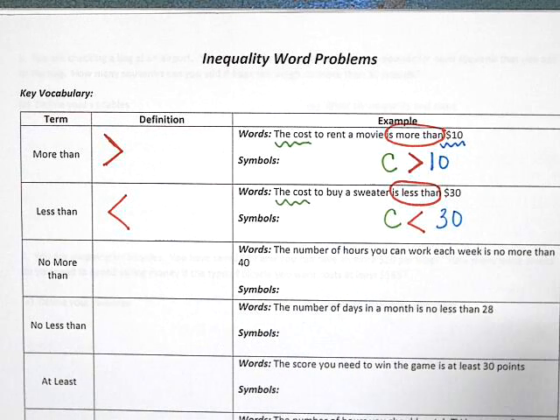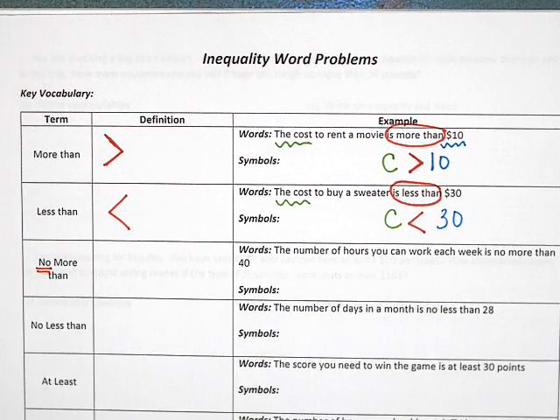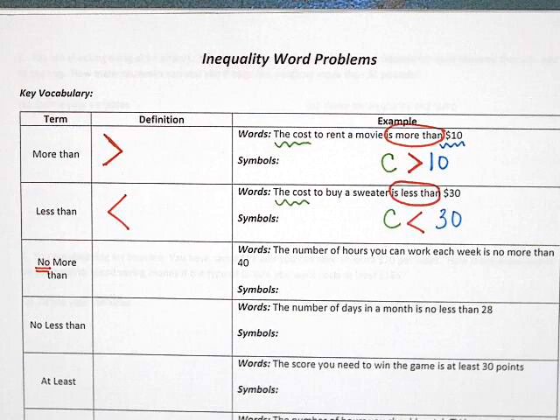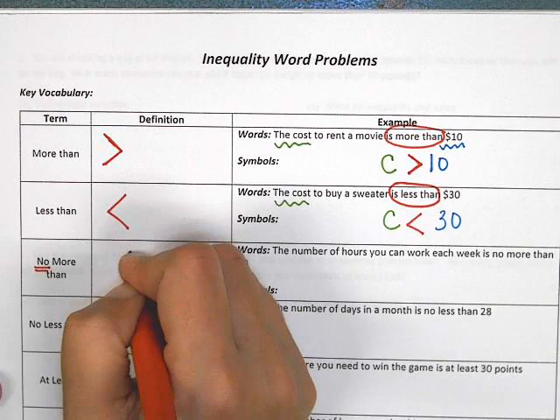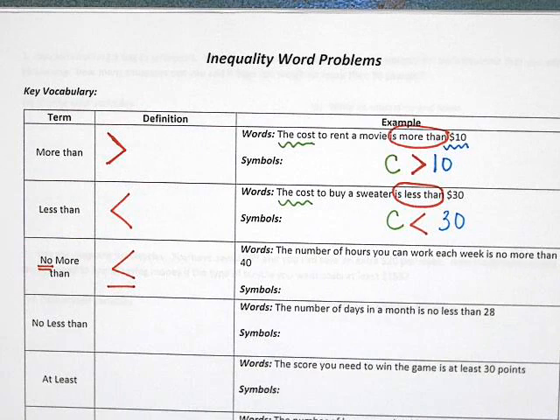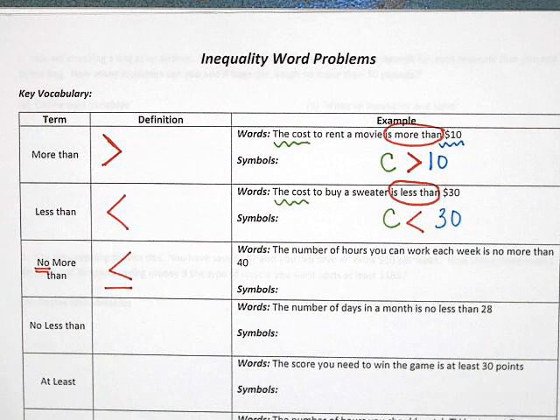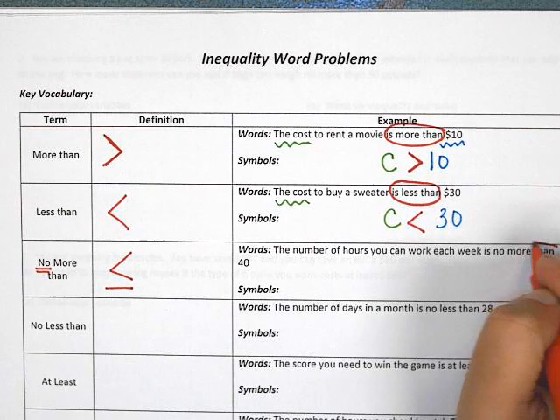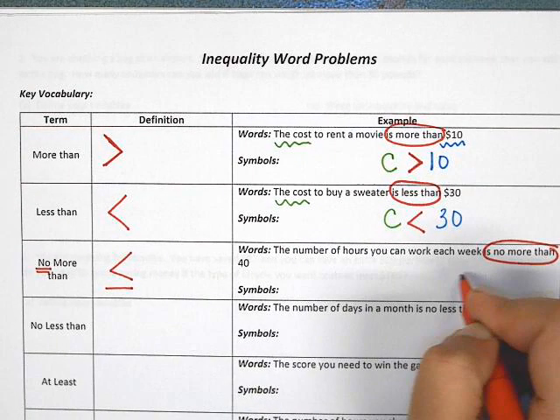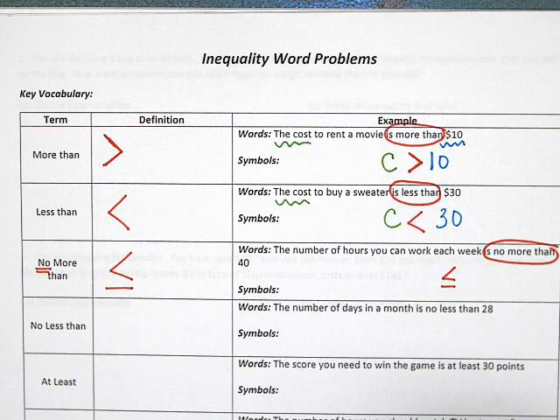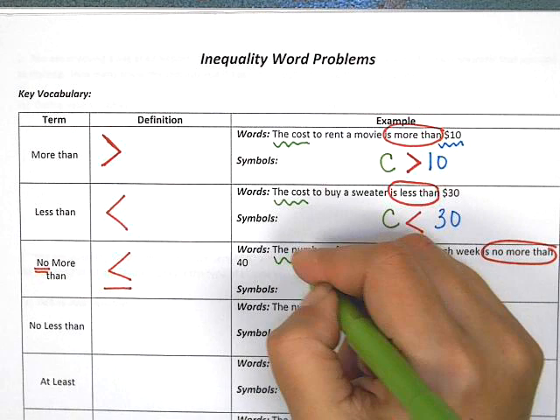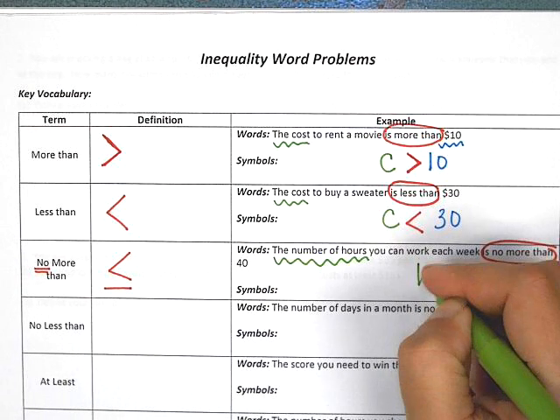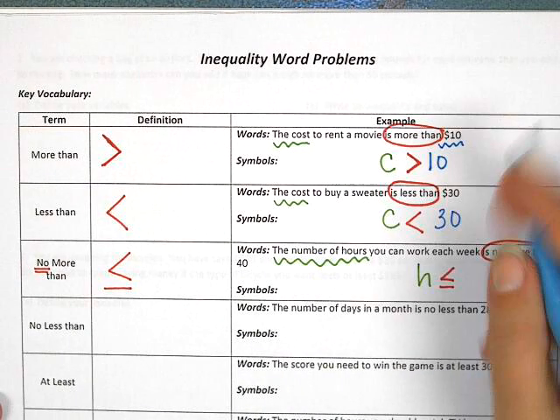If I see no more than, putting the word no here means I don't want a more than, which means I want a less than or an equal to. I could have either one and be okay. The number of hours you can work each week is no more than 40. Is no more than means less than or equal to. I would probably use the letter H for hours, and I would put the number 40 here.